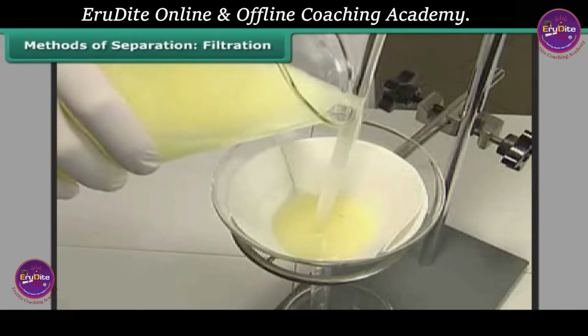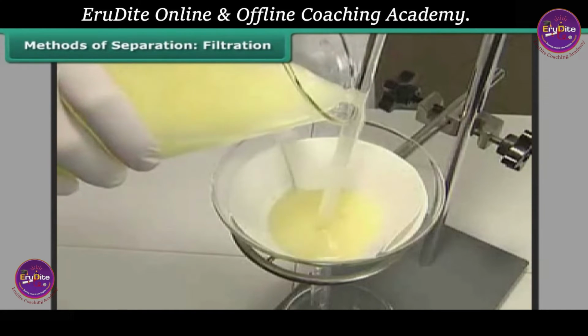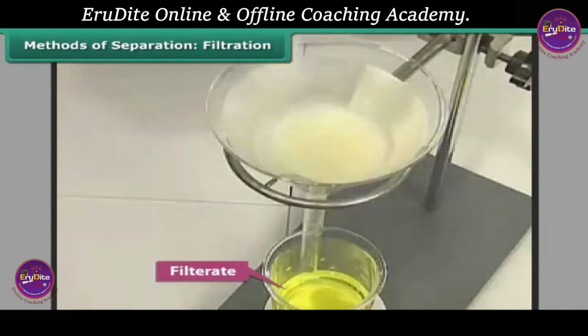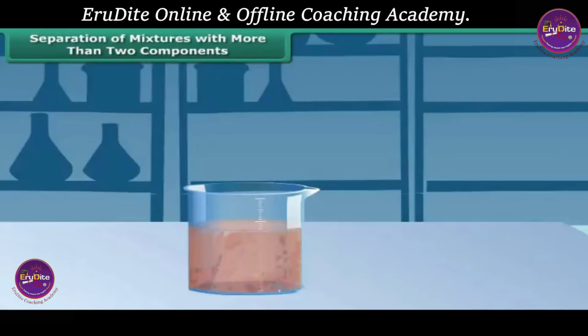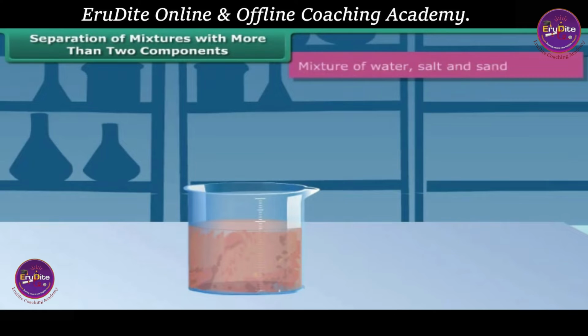The liquid which passes through the filter paper is called the filtrate. The solid particles that are left behind the filter paper are called the residue. Let us do a workout. If you are given a mixture containing water, sand, and salt, how will you separate the three components from one another?